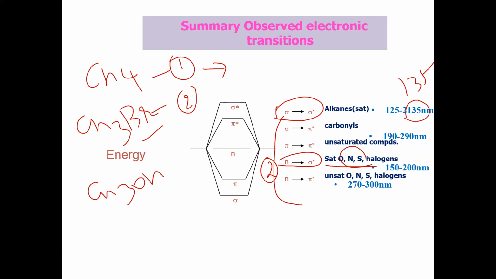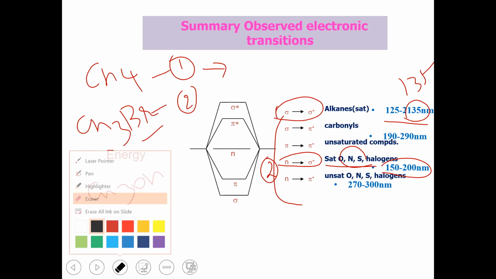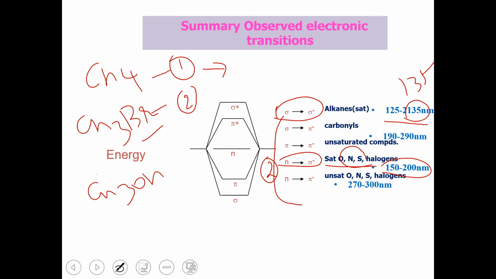Sigma to sigma star requires higher energy, and n to sigma star less than that. Since it is higher energy, it absorbs at lower wavelength. The next one, you can see, is less energy compared to sigma to sigma star, so it absorbs at a little higher wavelength. If your energy is high here, the wavelength is less. Energy is a little less here, so the wavelength is high. That's how you have to relate energy and wavelength.